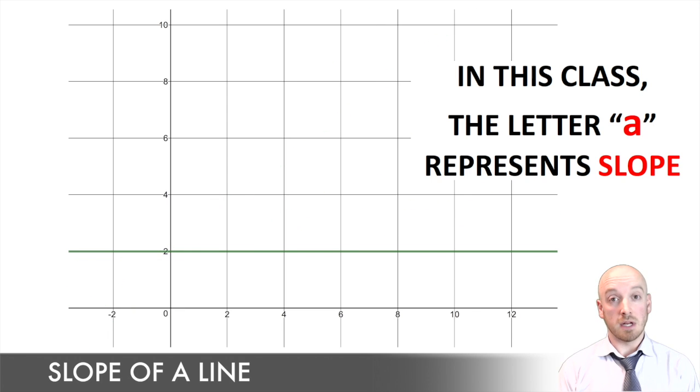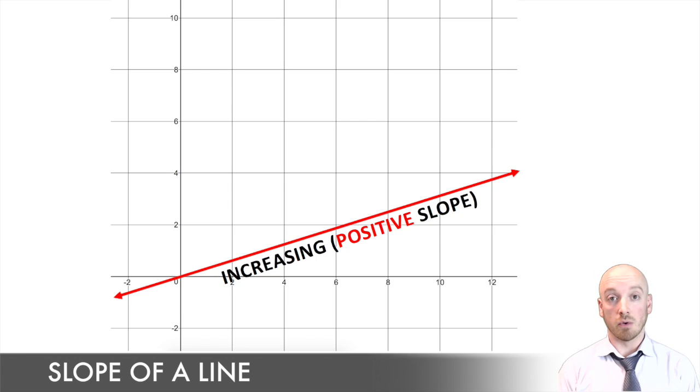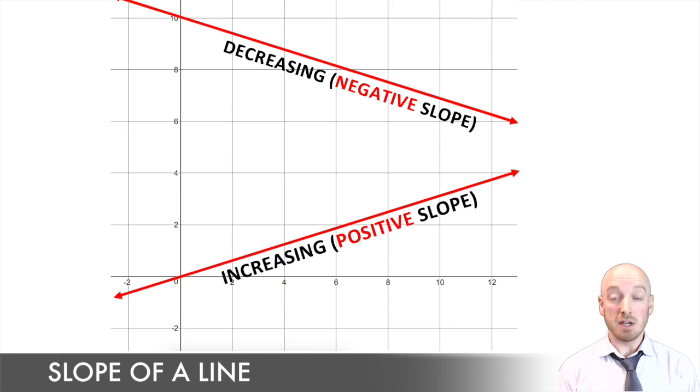Now, we could also say that a slope is either increasing or decreasing as we scan the graph from left to right. So if the slope is increasing as we move from left to right, then we have what we call a positive slope. And if the line is decreasing as we move from left to right along the graph, then we've got a negative slope.